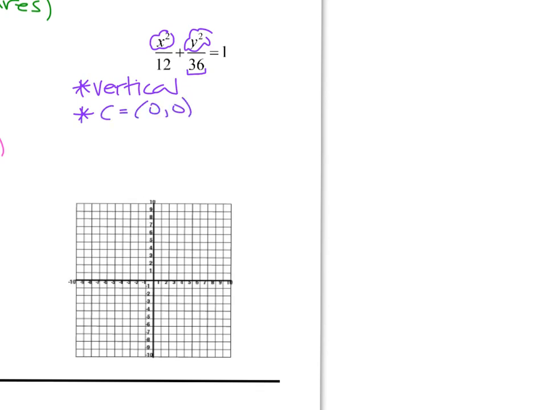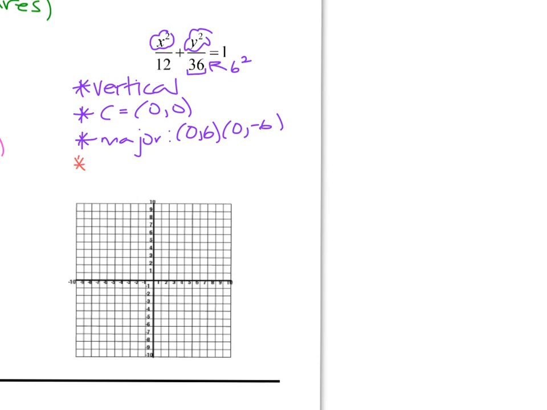For our major vertices, I don't know if I wrote stars last time. I like writing stars. For our major vertices, 6 squared underneath the y, or 36, is the same as 6 squared. But because it's under y, our major vertices are now going to go up 6 and down 6. So 0, +6 and 0, -6.